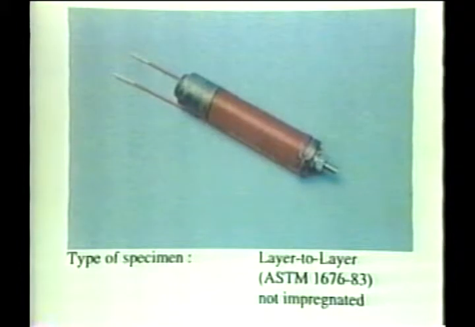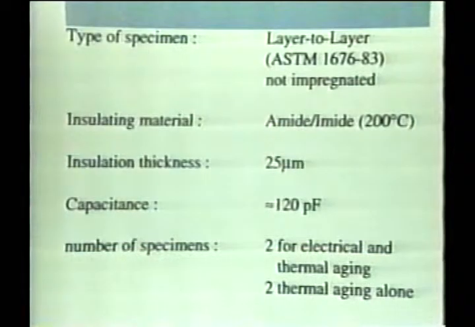This type of specimen was not impregnated with any resin, and the insulating material was an imide coat, which is a 200 C class insulation. The thickness of the insulation was 25 micron, and this capacitance type specimen has a capacity of roughly 120 picofarad. The number of specimens that we've used is 4.